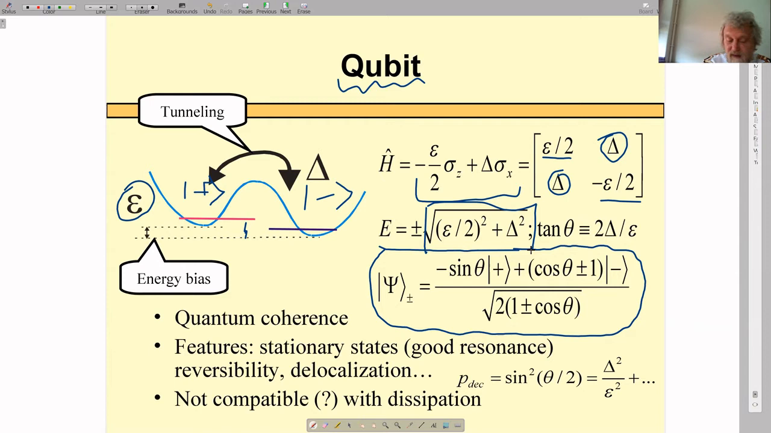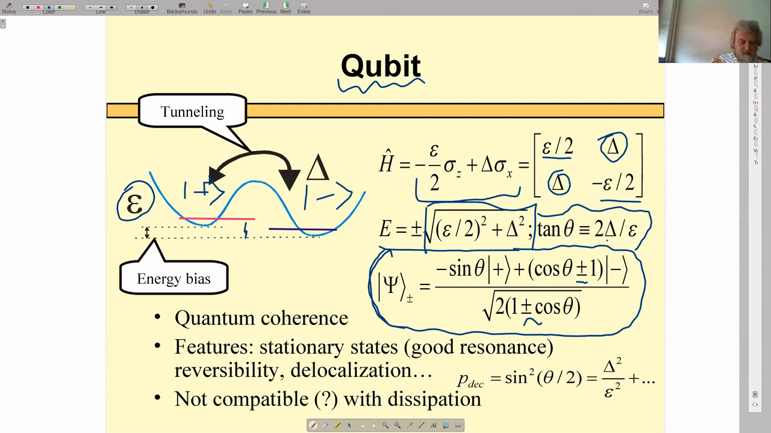So there will be two states, upper superposition, down superposition. Let us see if I would like to write exact formulas. I would introduce a convenient angle, which depends on the ratio between the energy bias, epsilon, and tunneling. I will get this expression for two wave functions, plus minus indicates the difference between them.